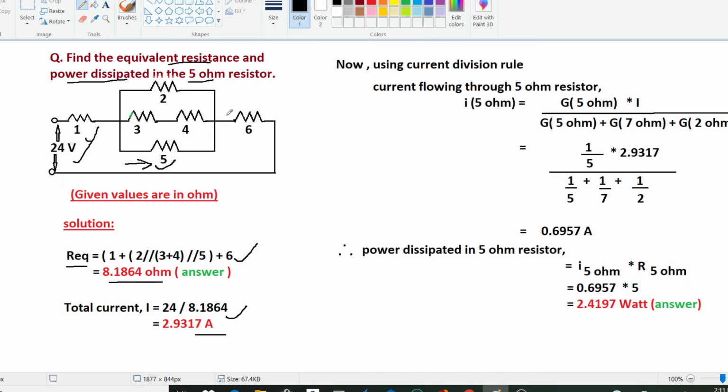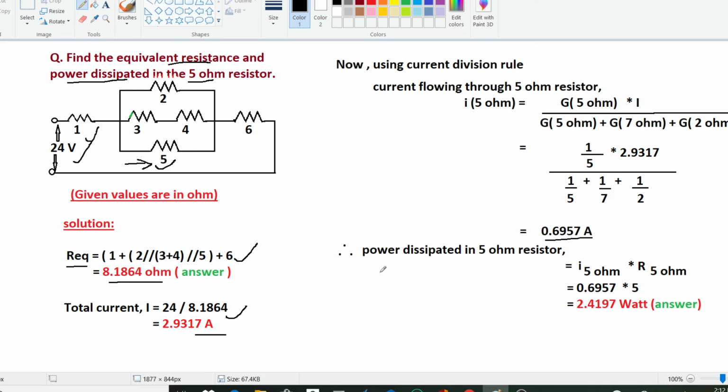So it will be 1 upon 5 into I, which is calculated as 2.9317 amperes, upon 1 upon 5 plus the conductance of the 7 ohm resistor, 1 upon 7. Similarly, the conductance of the 2 ohm resistor is 1 upon 2. On solving we will get 0.6957 ampere.